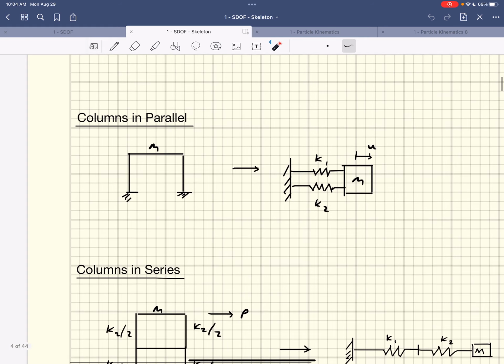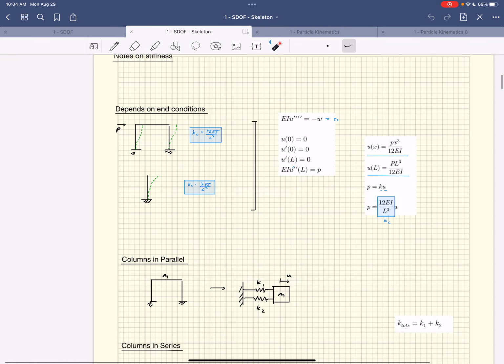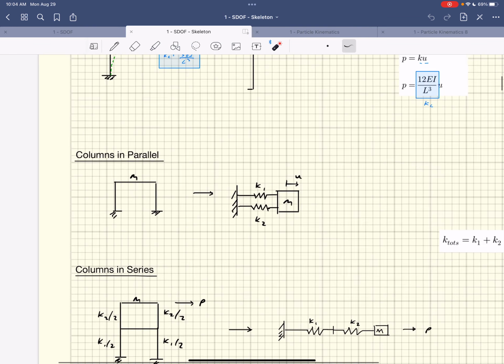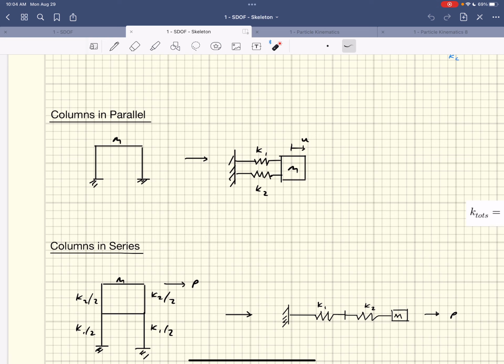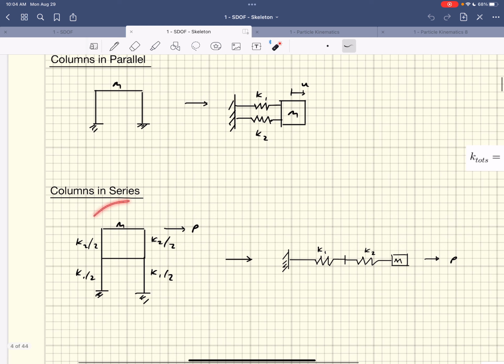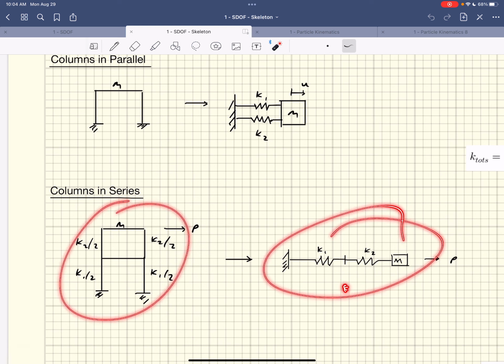So, a couple other topics on stiffnesses. This is all under notes on stiffness. A couple other topics: what do we do when the columns are in parallel? So these are equivalent systems, right? This is a frame system, and this is a mass cart system. And in this system right here, both springs go through this. So we're going to contrast that to when they're in parallel. This is when they're in parallel down here.